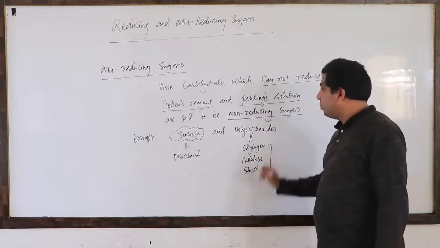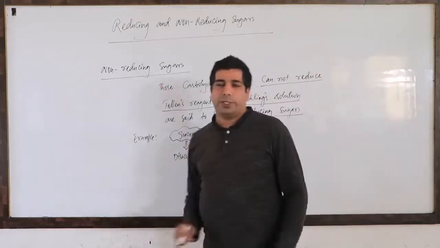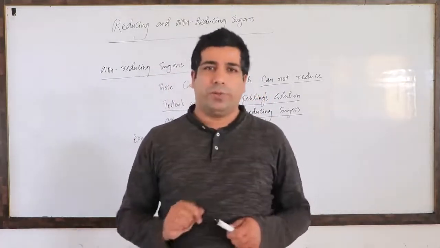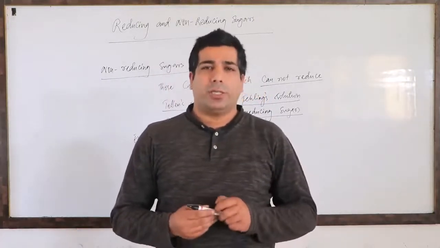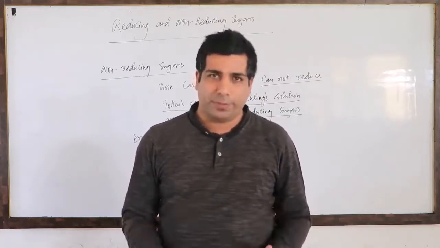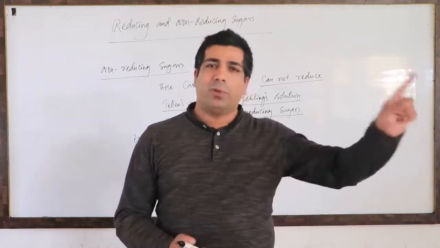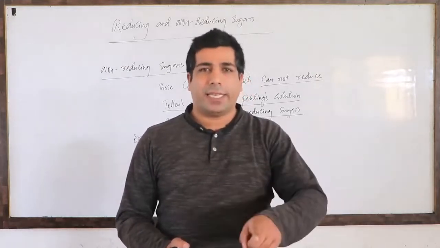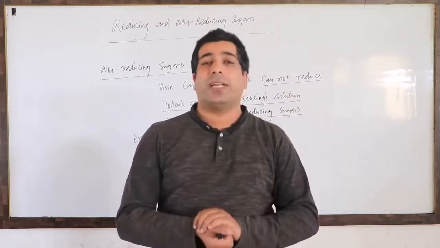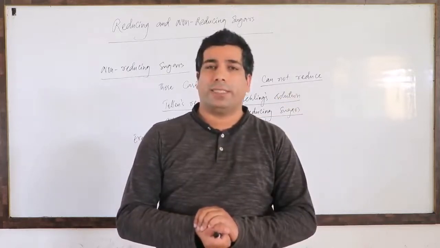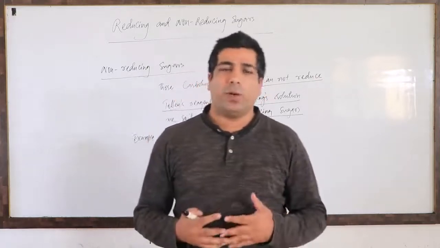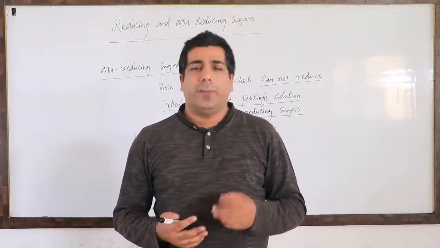These are also non-reducing sugars, meaning polysaccharides and the sucrose molecule, which is a disaccharide, do not reduce Tollens reagent and Fehling's solution. All monosaccharides and disaccharides except sucrose are reducing sugars because they can reduce the Tollens reagent and Fehling's solution.